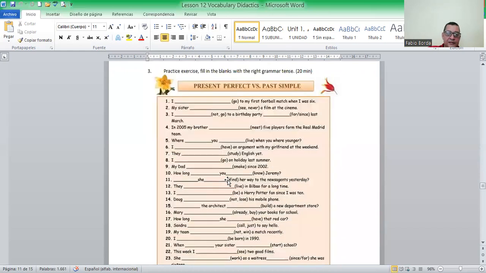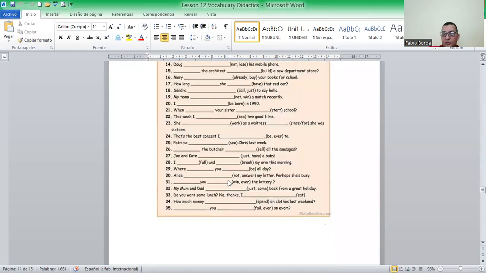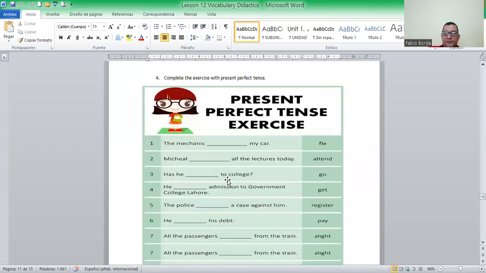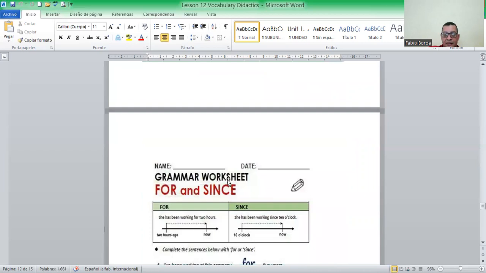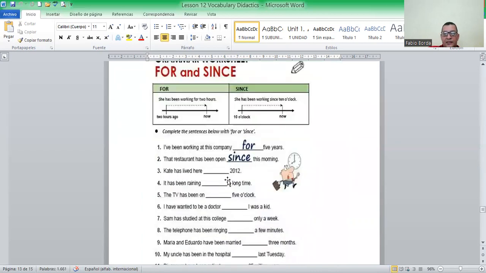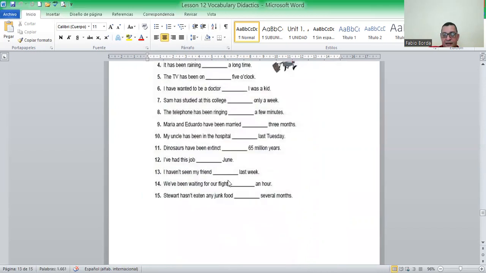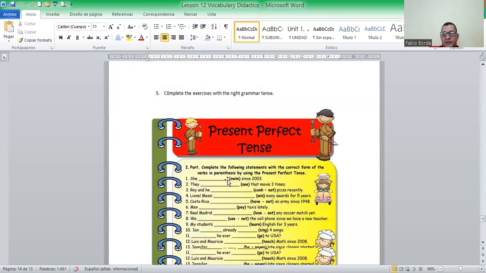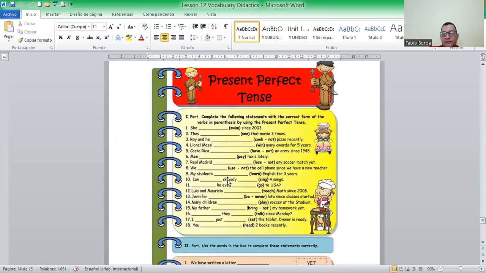Here we have more exercises that you can do in order to practice. Present perfect tense exercise, and also another grammar structure with for and since. She has been working for 2 hours and she has been working since 10 o'clock. It's a different type of exercise using for and since. And complete the exercise with the right grammar tense. You will have more practical exercise, present perfect tense.